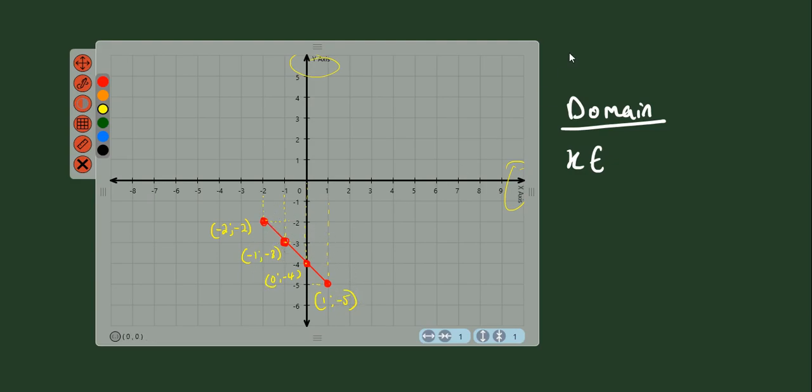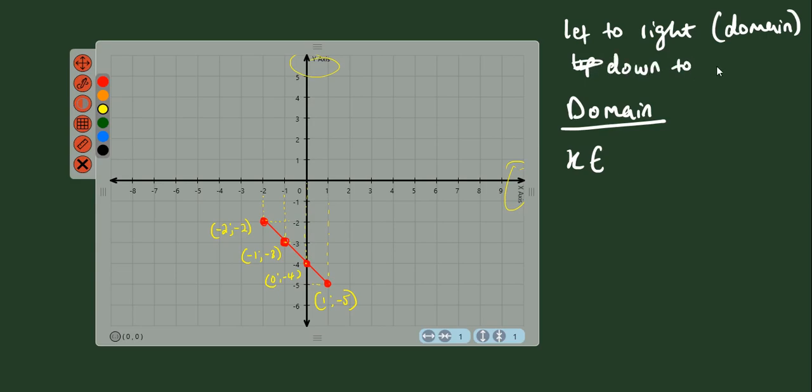We always move from left to right when we talk about domain. Okay, we move from where? Left to right. But when we talk about the range, we move up, down to up when you talk about the range. Okay, so for our domain, we're going to move left to right. So this is the first coordinate, right? This is the last coordinate.